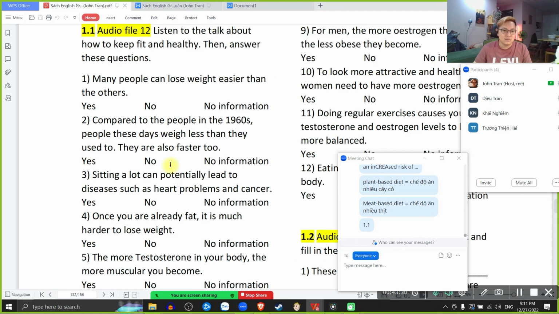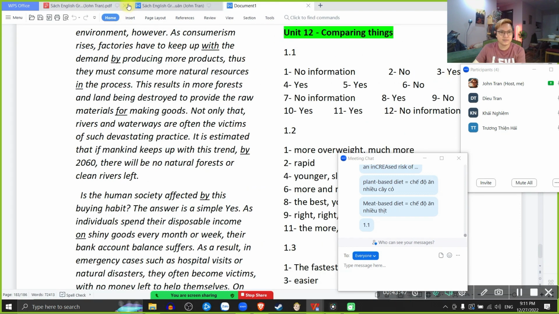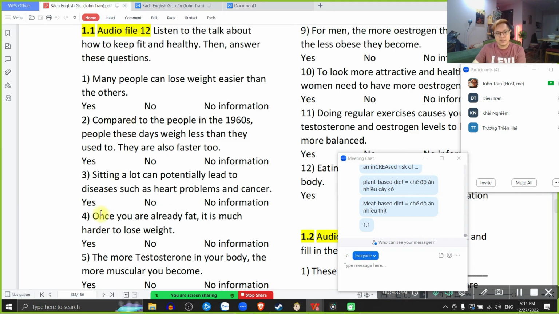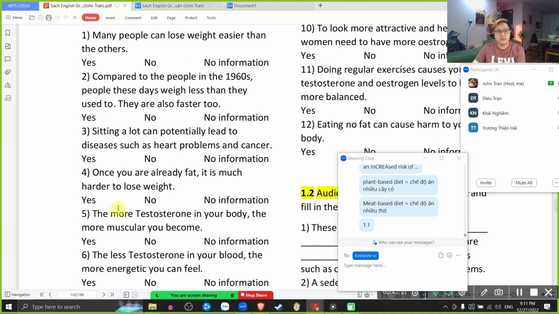Number three, sitting a lot can potentially lead to diseases such as heart problems and cancer. Ngồi quá nhiều có thể có tiềm năng dẫn đến những bệnh như là bệnh tim và ung thư. Yes. It's yes, of course. Đương nhiên yes, right? Number four is also yes too. Once you are already fat, it is much harder to lose weight. Một khi các bạn đã mập rồi thì rất khó hơn để giảm cân. Nó là yes nha.